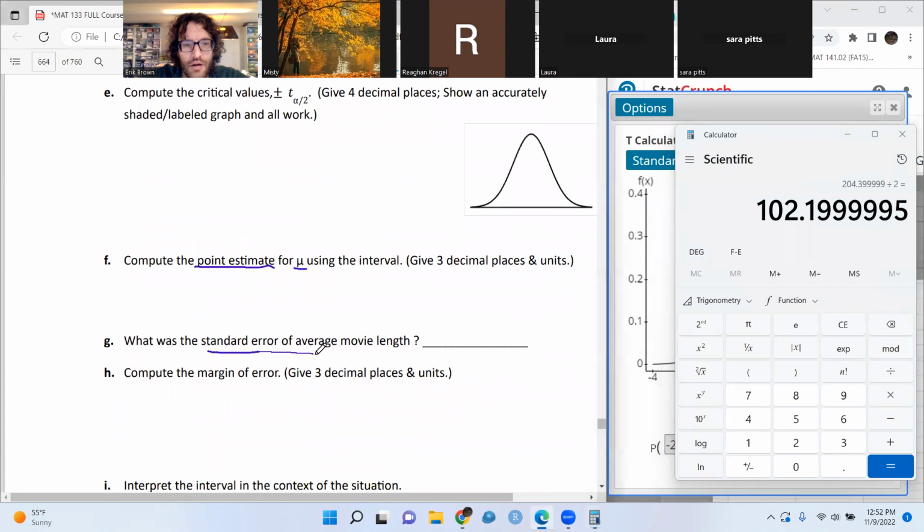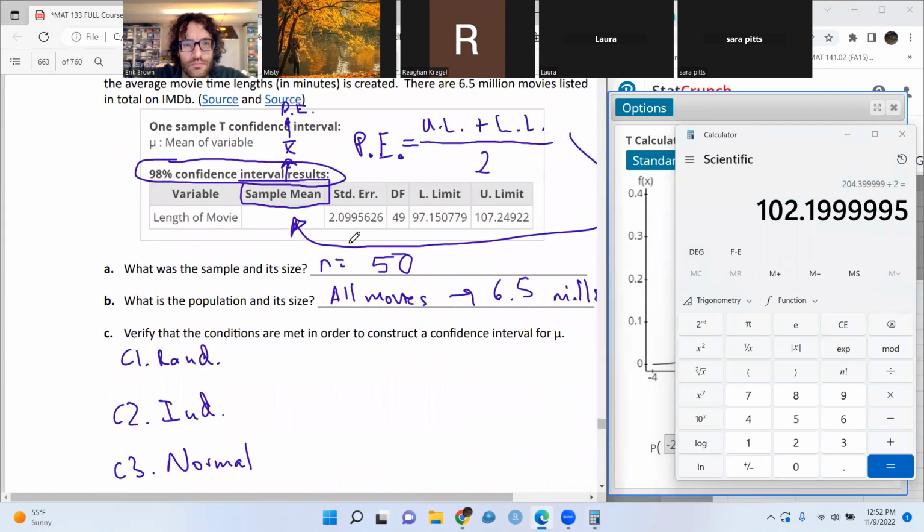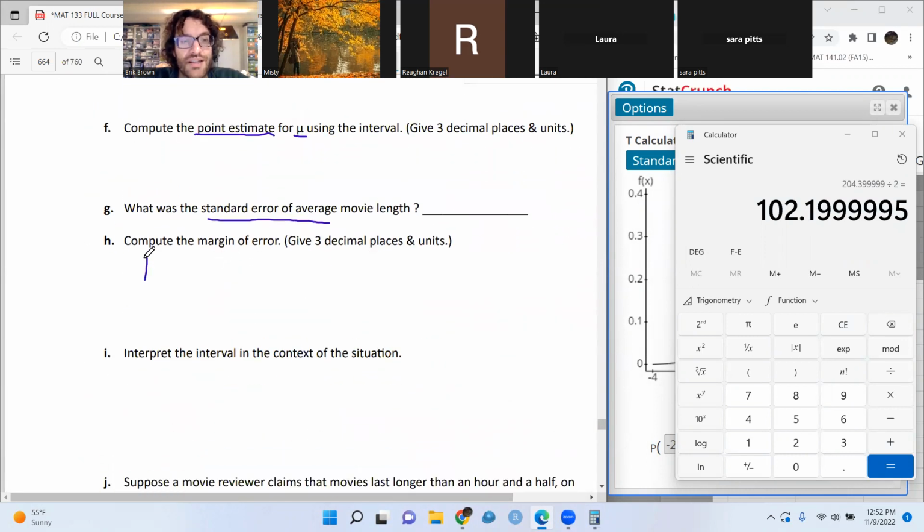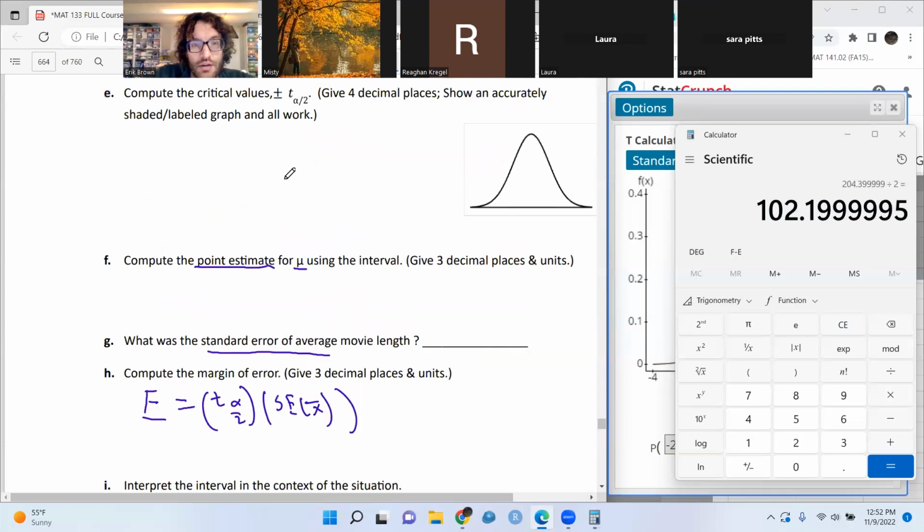Did you find the standard error on the printout? This literally says standard error. Of course, you've got to know that that's how StatCrunch lists it, but I think you all know that. Did you remember that the margin of error is the critical value times the standard error? And you know both of these numbers. This number is here. This number is what you calculated here.